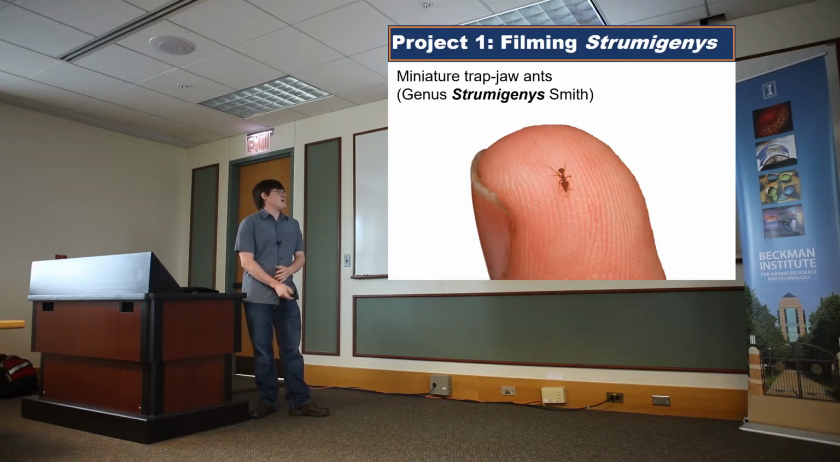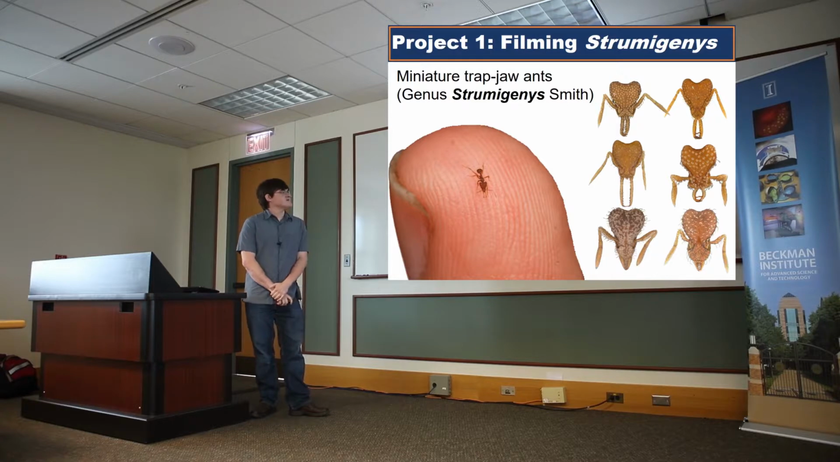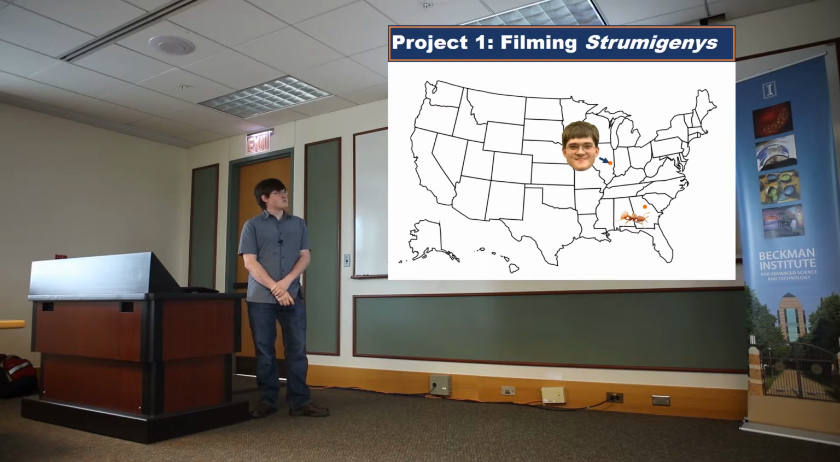So there's a wide amount of variation in terms of the mandible shape and size, as well as head capsule shape and size. And there's around 850 described species worldwide. So it's a great group to look at not only comparative biomechanics of trapjaw mechanisms and evolution of trapjaw mechanisms, but also the relationship between form and function and performance in these guys.